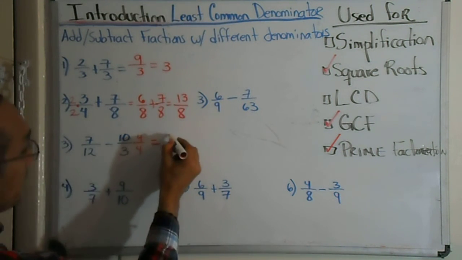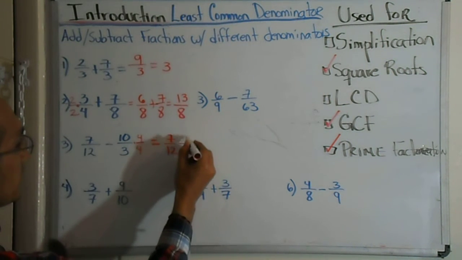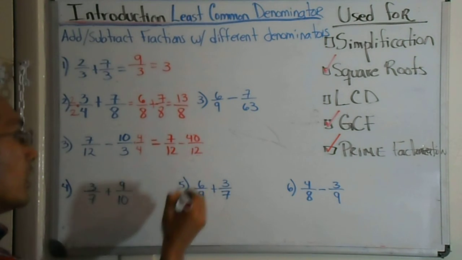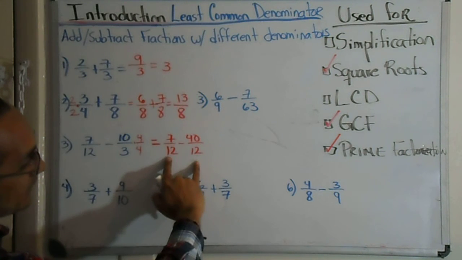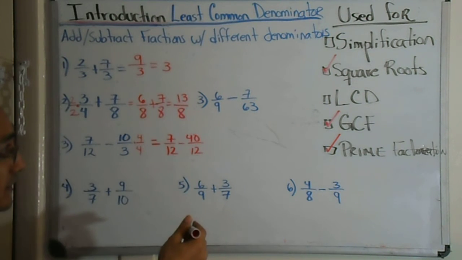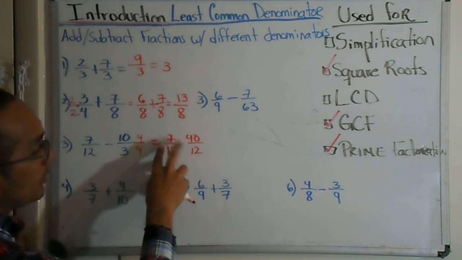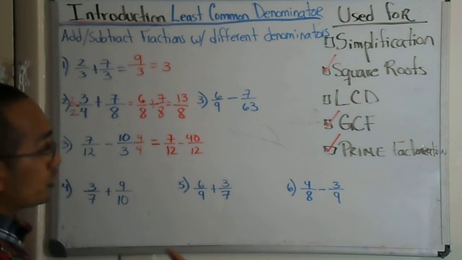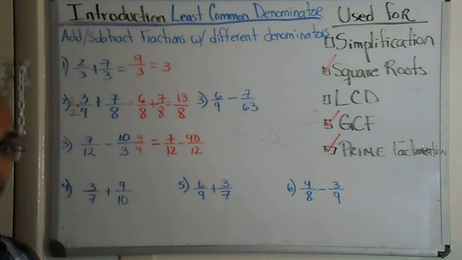7 over 12, I'm going to rewrite it as is, the same number. And then 10 times 4 is 40. And then 3 times 4 is 12. Okay, what is 7 minus 40? Since you have the same denominator, you could subtract this. So 7 minus 40, well, if you forgot how to subtract numbers with different signs, you subtract and keep the sign of the larger number. So what is 40 minus 7?